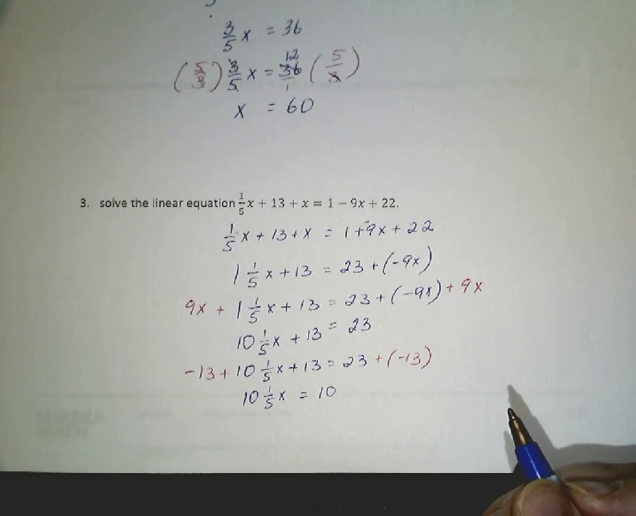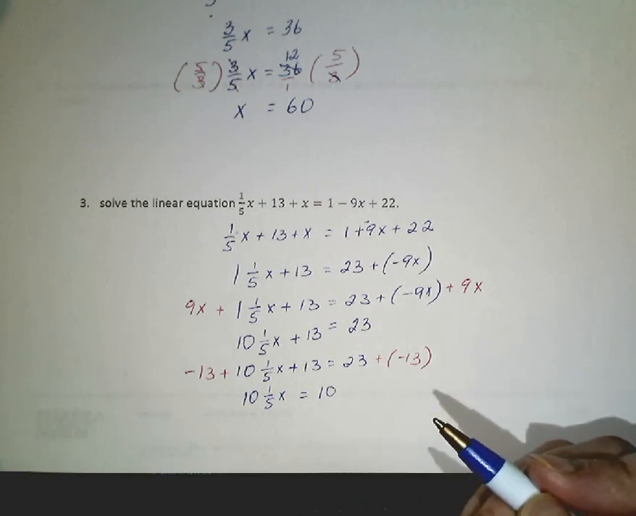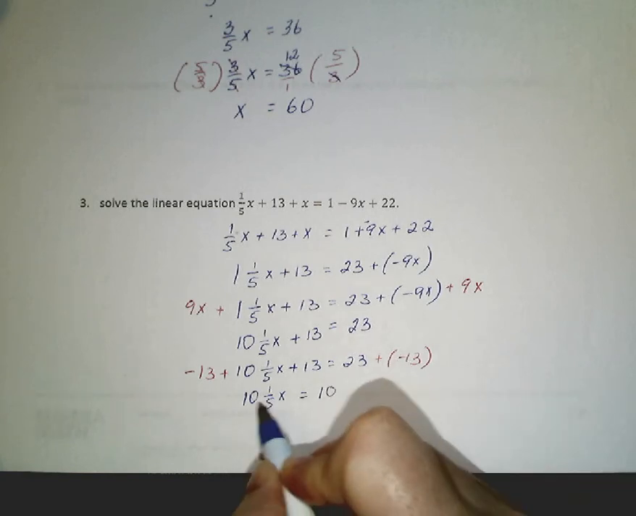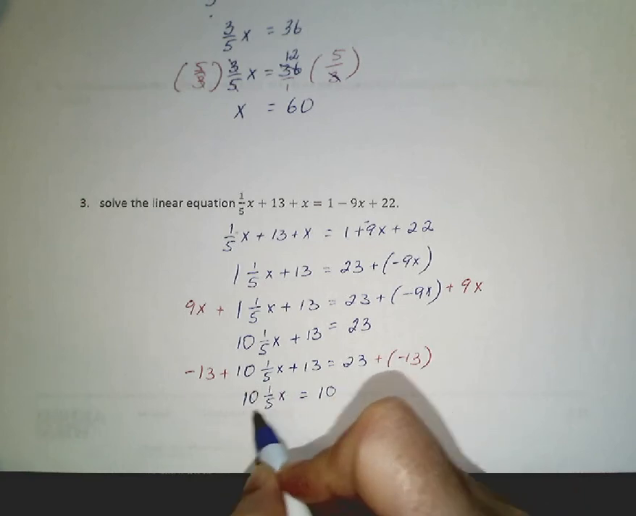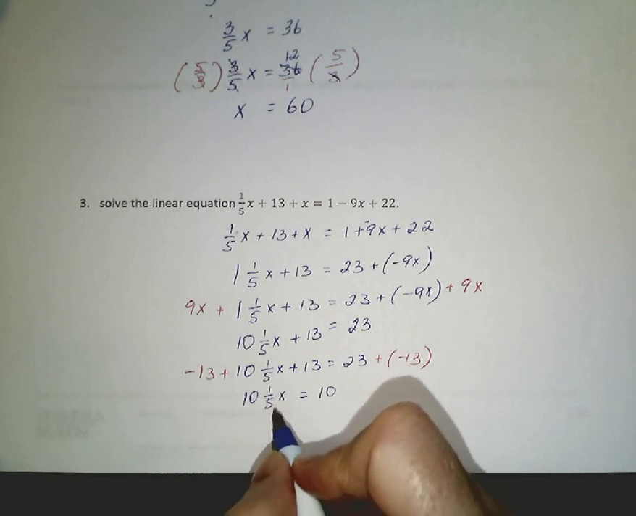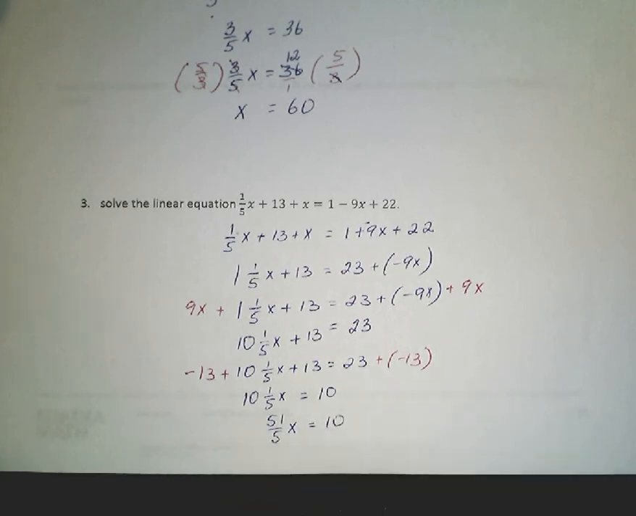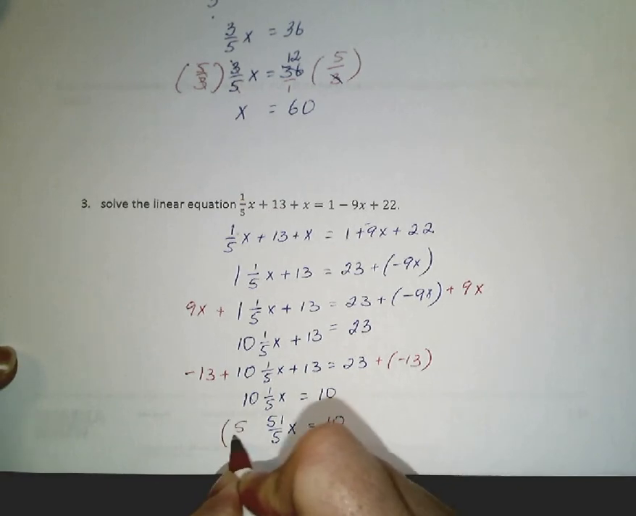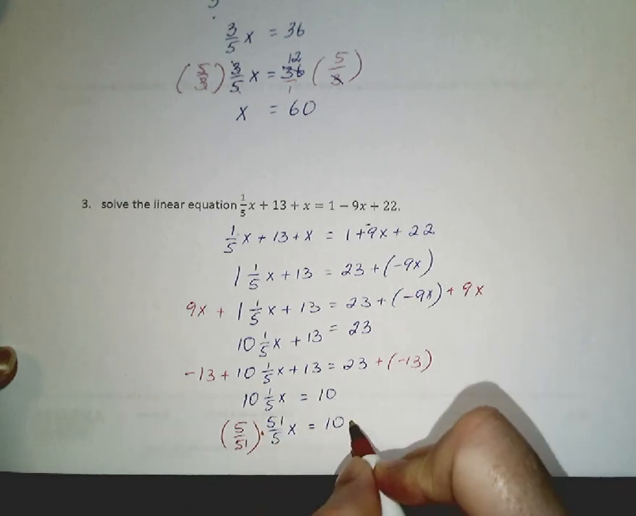Okay. So now we need to get rid of 10 and 1/5 x. And doing that, we need to multiply 10 and 1/5 x by its reciprocal. To find the reciprocal of 10 and 1/5, we need to make sure that we have this mixed number as an improper fraction. Otherwise, it's not going to be correct. 5 times 10 plus 1 is 51/5. 51/5 x equals 10. And its reciprocal is going to be 5 over 51. 5 51sts, and we are multiplying it by 51/5 x and by 10.